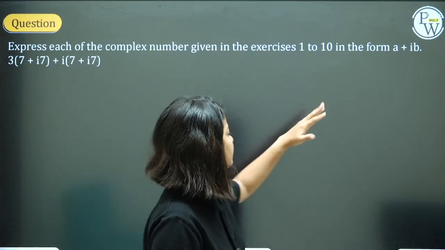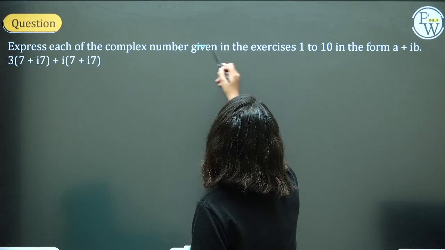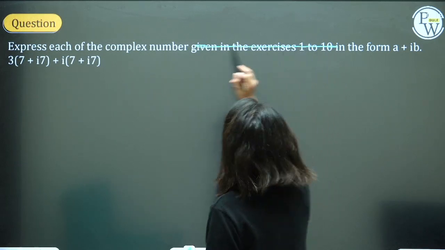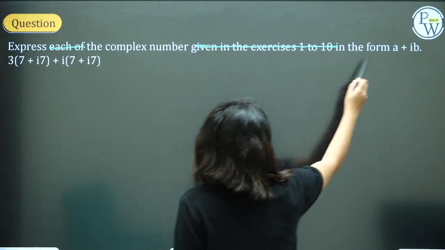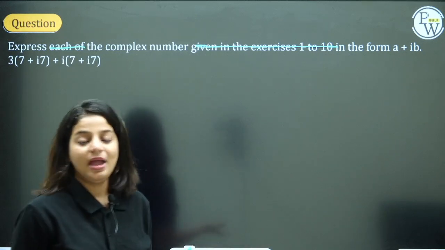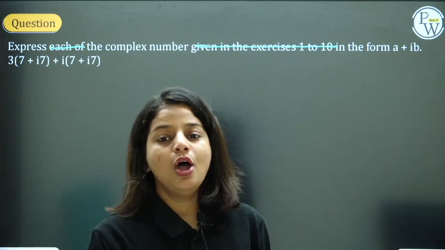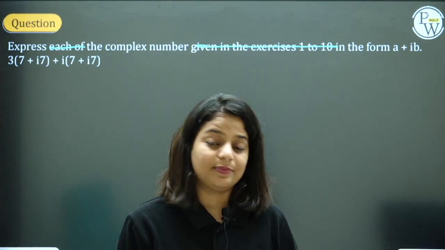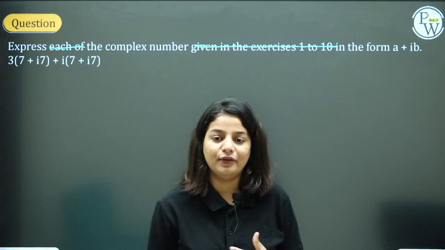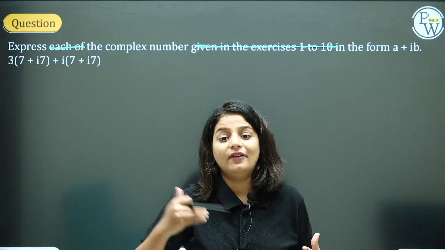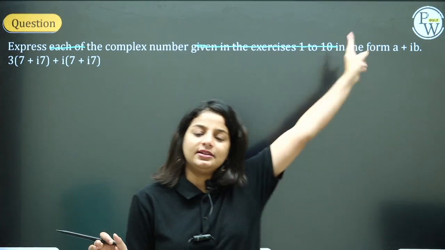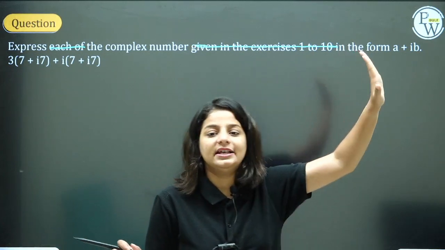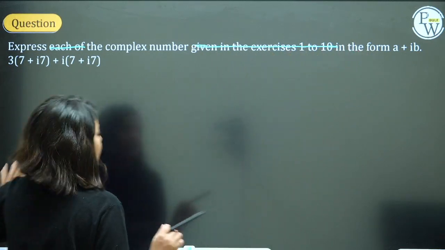Express each of the following complex numbers in the form of a plus ib. Obviously, it's a standard form. So most of the questions will be expressed in the form a plus ib. Also, a lot of questions, when you have to solve and simplify, write the final answer, ensure it is in the form of a plus ib. You will always end the answer in the form of a plus ib.